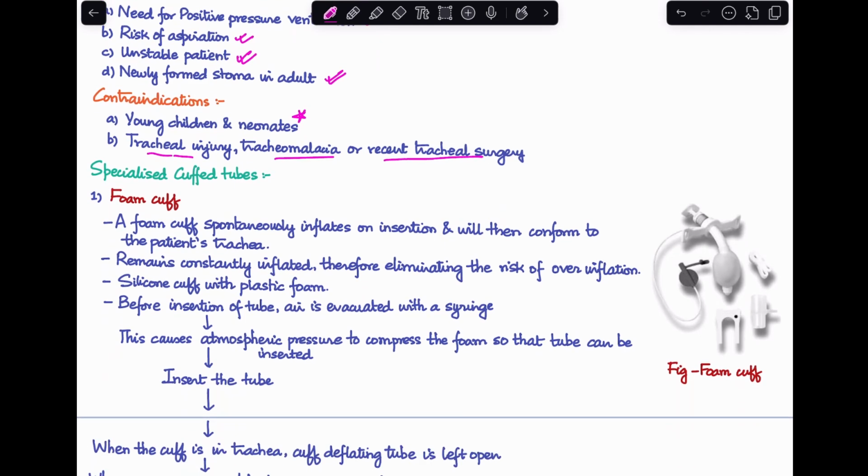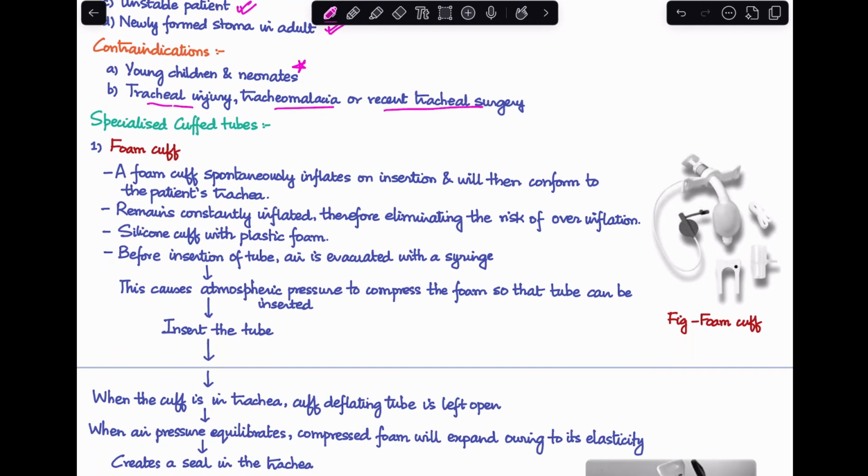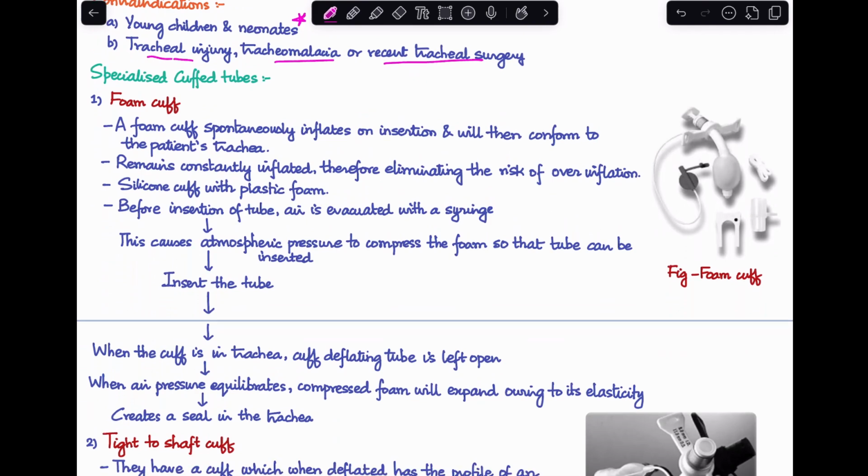Now, I was mentioning earlier that there are many variations of specialized cuff tubes. Let's learn each one of them and what is the purpose of each one of them. So, the first one is a foam cuff. A foam cuff tube is one which has the capacity to spontaneously inflate on insertion and then conform to the patient's trachea. So, what happens here is it is constantly inflated. Thereby, there is no risk of over inflating the cuff.